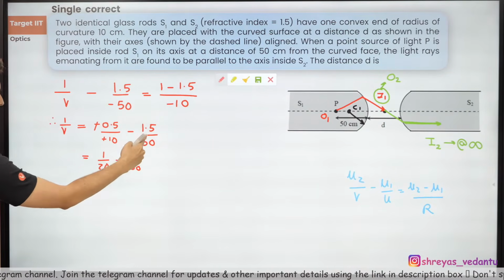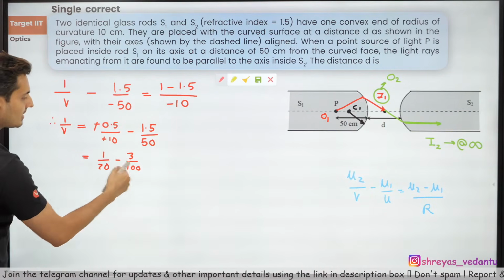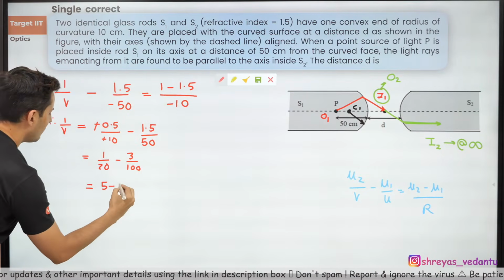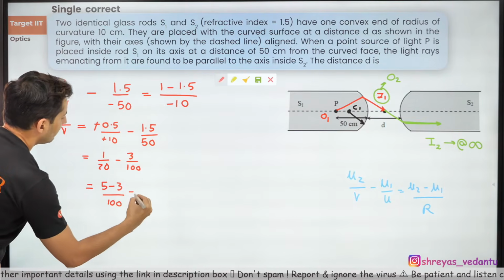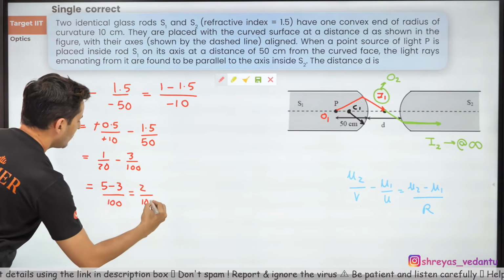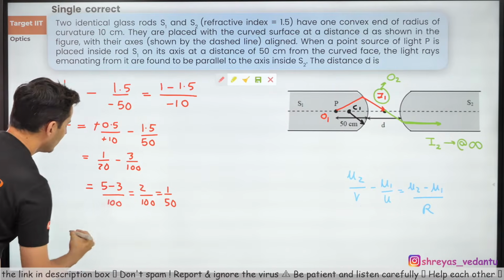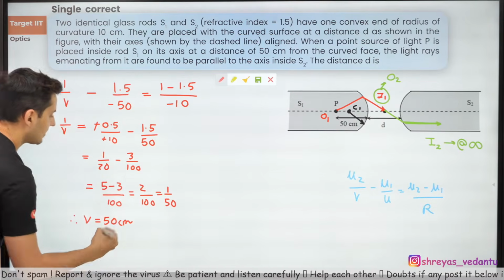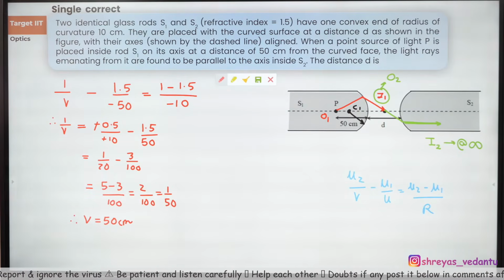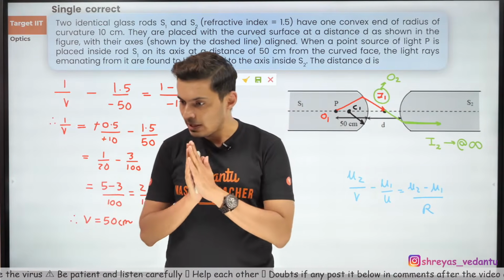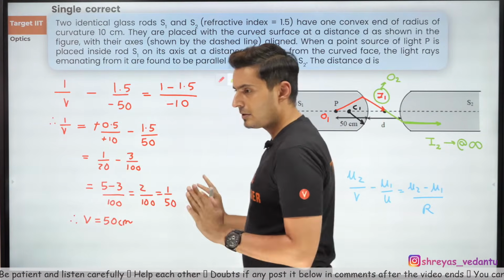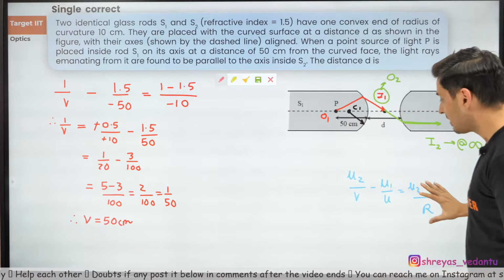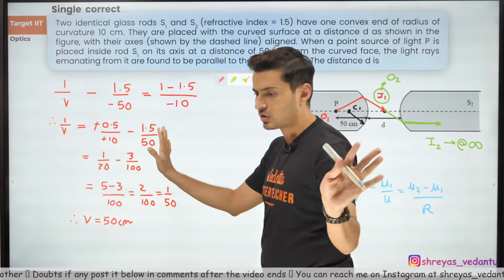Check this out, because this is 3 by 2. So 2 into 50 is 100. Multiply this 5 times, so you will get 5 minus 3 divided by 100. 5 minus 3 is 2, so this is 2 by 100, which is nothing but 1 by 50. Therefore, this image distance will be just 50 centimeters. Everybody getting this? All my warriors, are you able to figure out all these steps? I've just used the single curved surface refraction formula, substituted the values and solved it, nothing else.